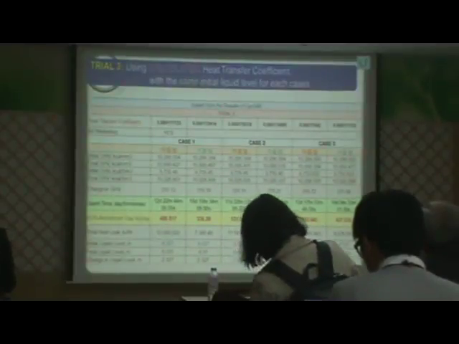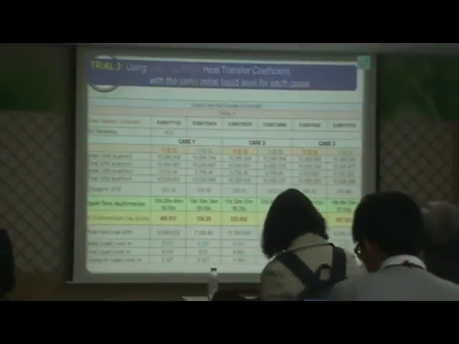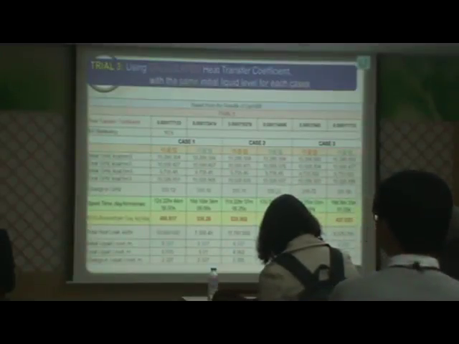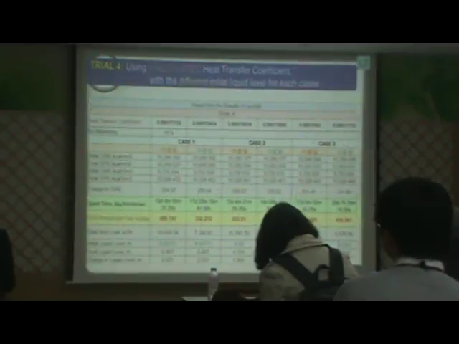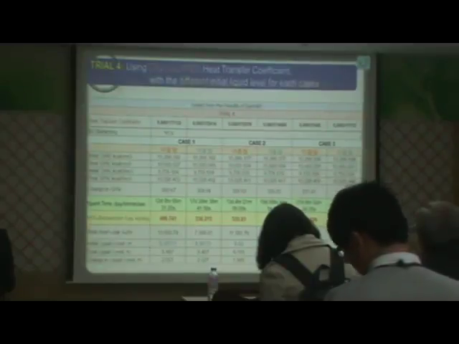But it shows some inconsistency with the spend time, because the spend time should be increasing for each case, but here it decreased and then increased. So there's a little bit of inconsistency. So we tried another trial, case 4, using a different initial liquid level for each case. And this is the final result. The spend time is increasing for summer, and these are the BOG amounts per day that were obtained.